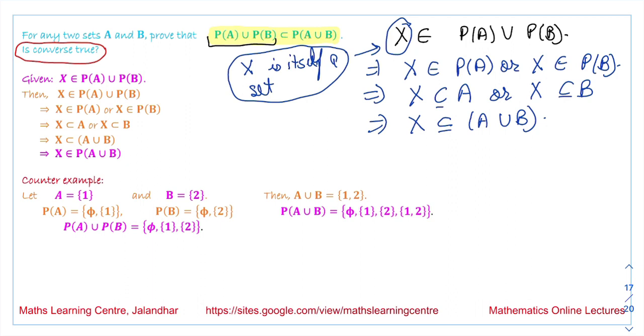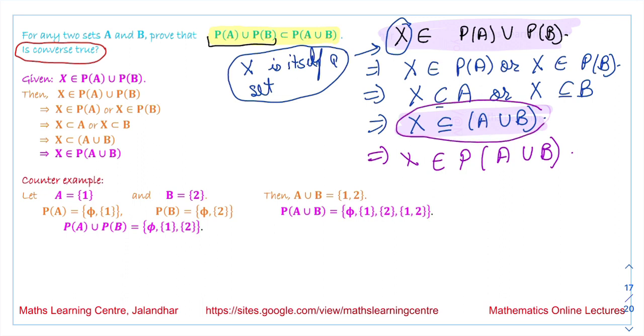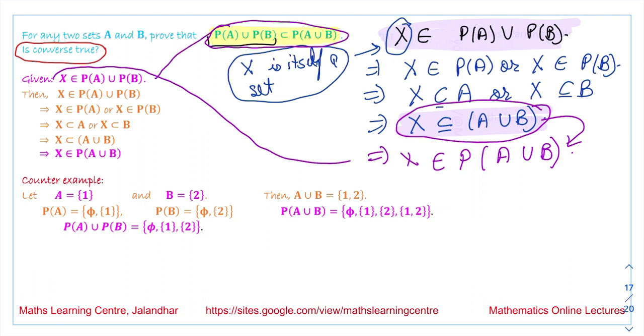So what we get is that X is a subset of A union B, and this implies that X belongs to power set of A union B. We are saying if X is a subset of A union B, then X belongs to power set of A union B. So this proves the result that power set of A union power set of B is a subset of power set of A union B.